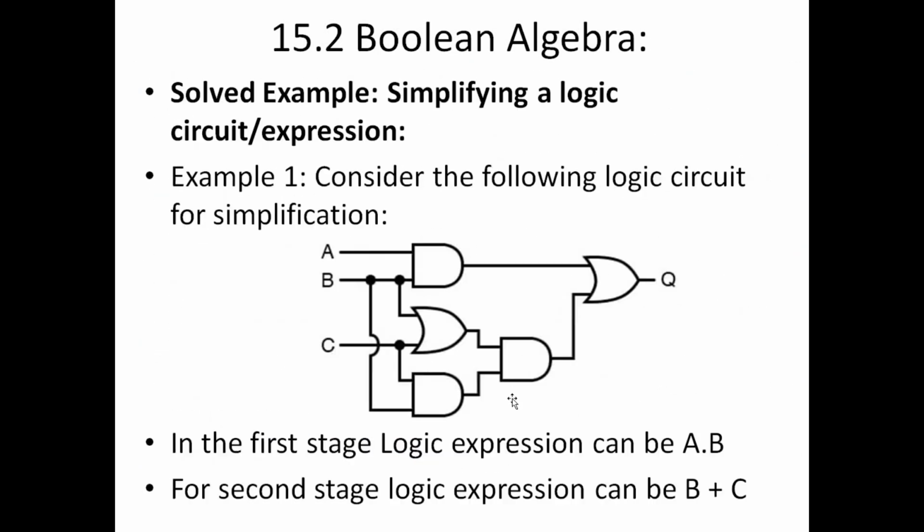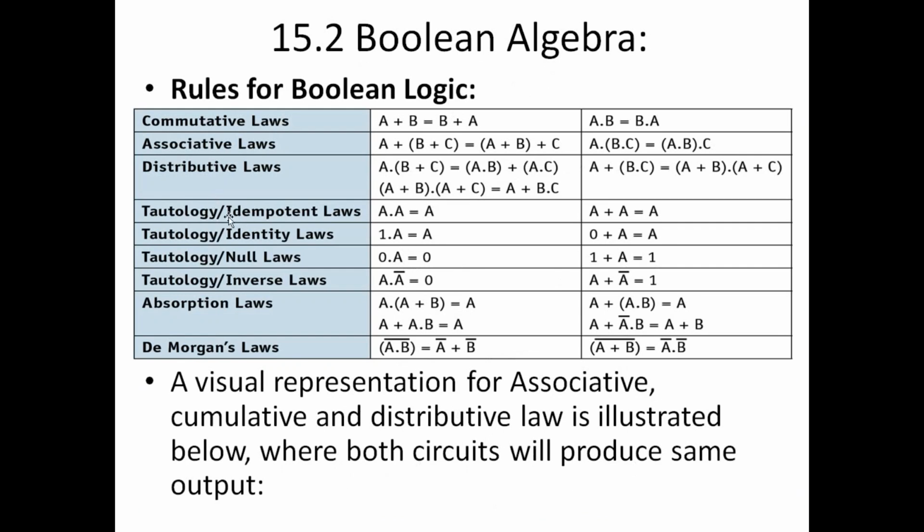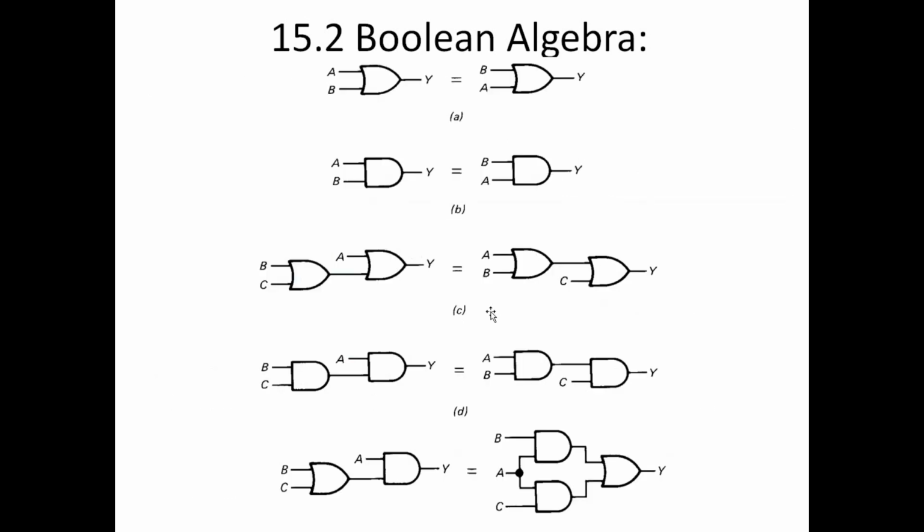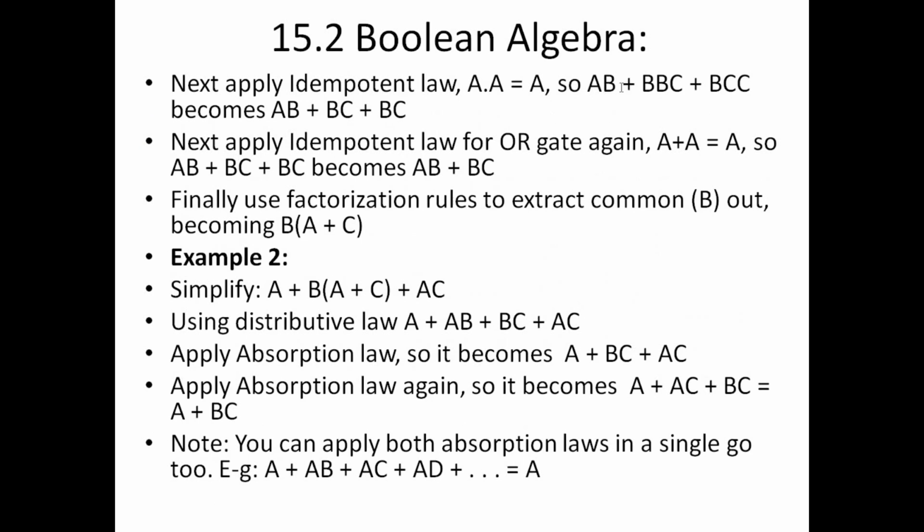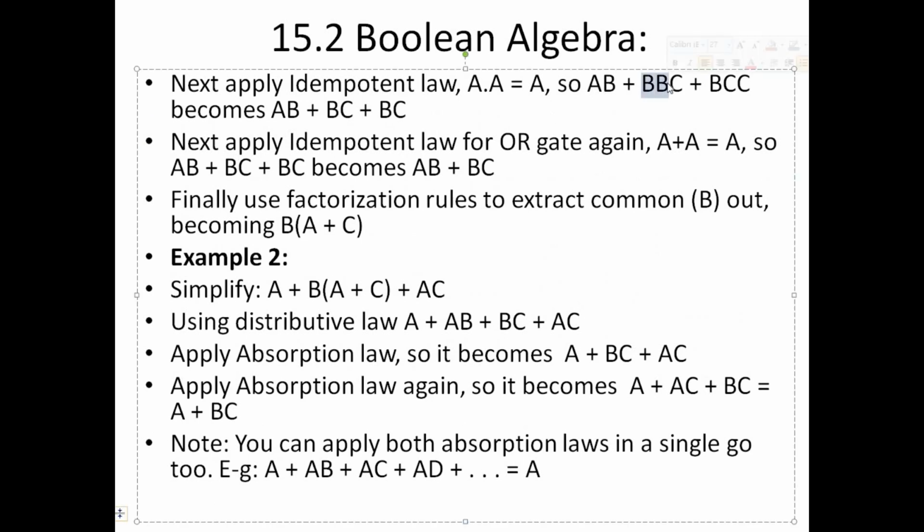Now you can apply this law, the idempotent law. Any input multiplied by itself is a single input. Any input added by itself is also that input. Over here we have two instances. We have B multiplied by B, so we can just write B for it. Similarly, over here we have C multiplied by C, so we can write just C over here. So it becomes AB plus BC plus BC.